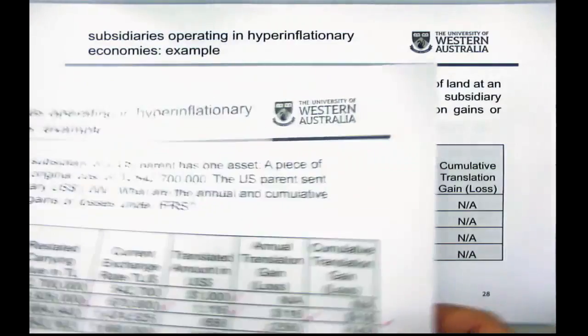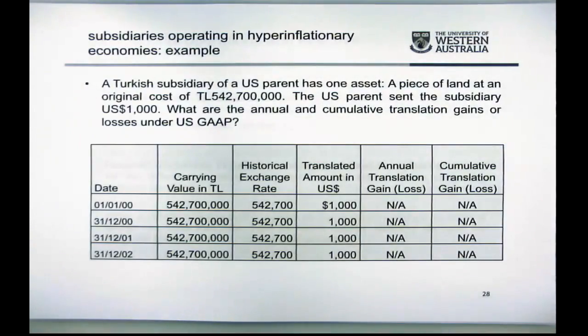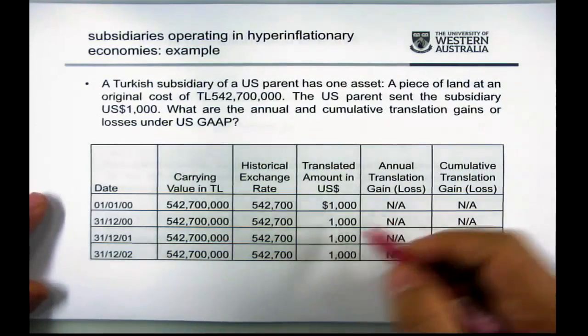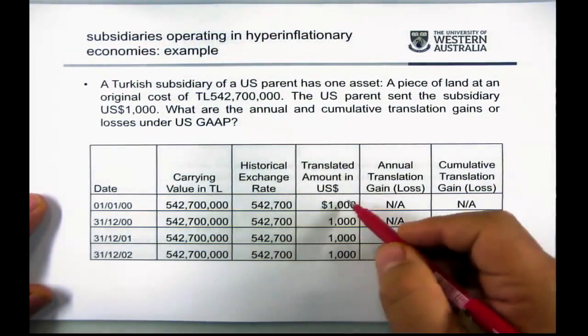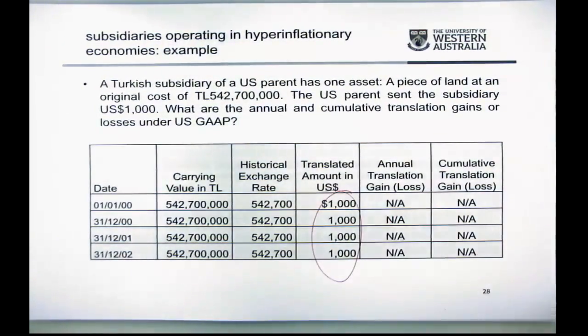So this is according to the International Financial Reporting Standard. According to the US GAAP, remember here the firm should use the temporal method. According to the temporal method, a piece of land is a non-monetary item and it should always be translated at the historical exchange rate. So there is no annual gain or loss and no cumulative translation gain or loss. Okay?